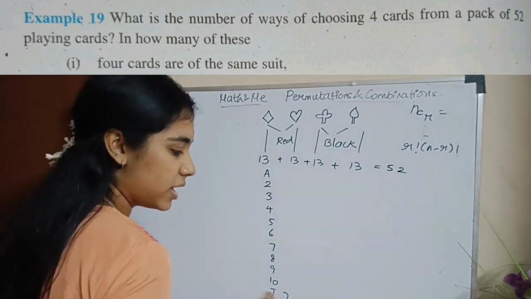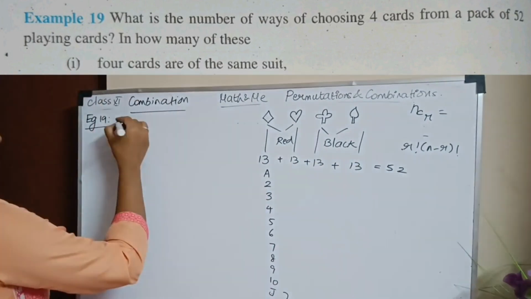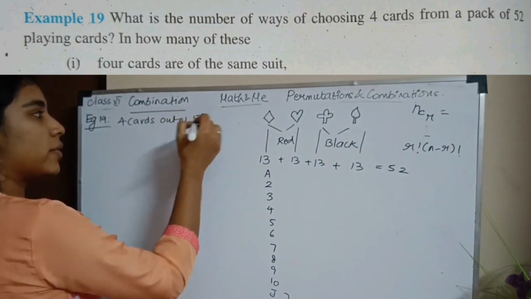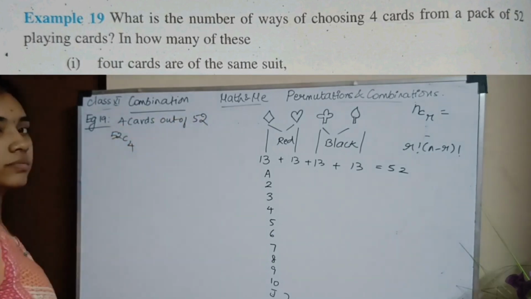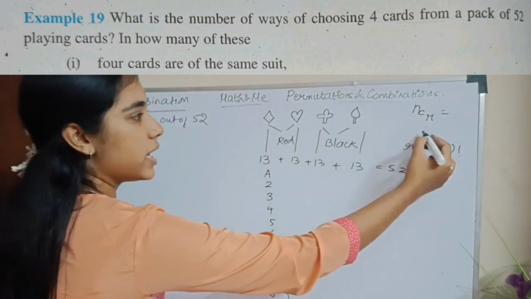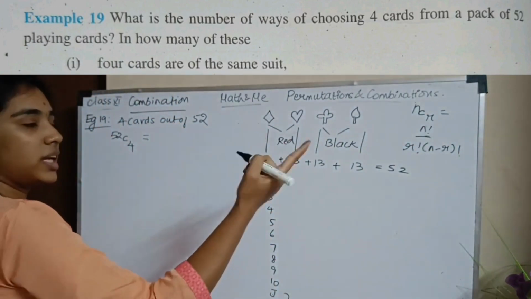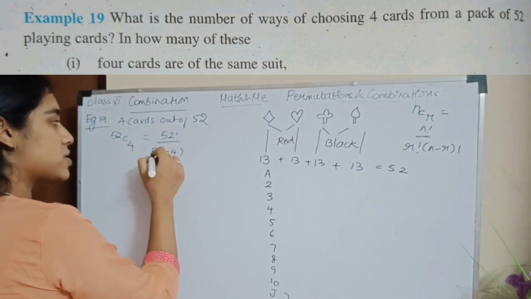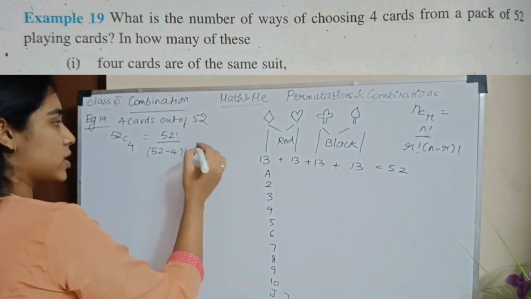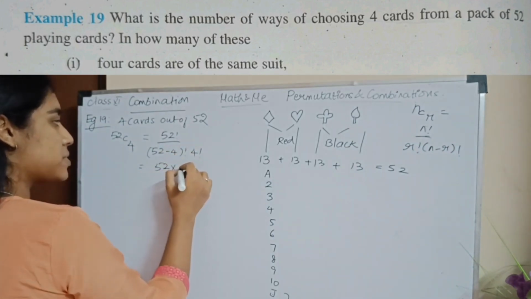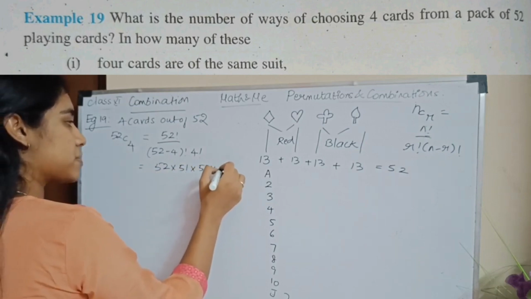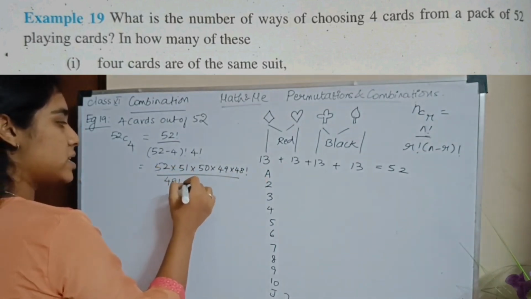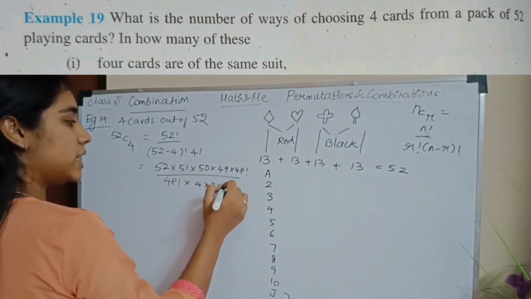Okay, so what is the number of ways of choosing 4 cards? Basically you have to choose 4 cards out of 52. How can you do that? 52 choose 4. So this will be 52C4, formula n factorial divided by r factorial n minus r factorial. So it will be 52 factorial divided by 52 minus 4 the whole factorial times 4 factorial. So this will be 52 times 51 times 50 times 49 times 48 factorial divided by 52 minus 4, which is 48 factorial, times 4 factorial. 4 into 3 into 2 into 1.